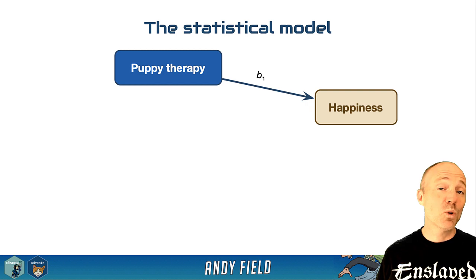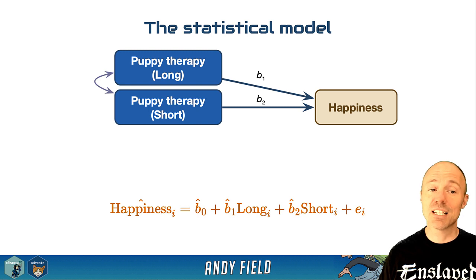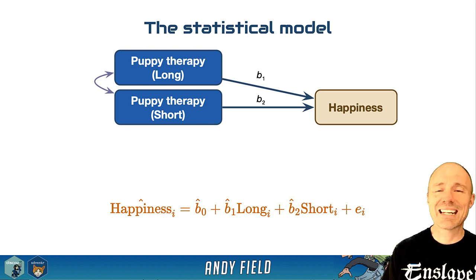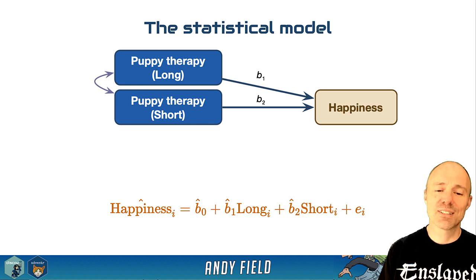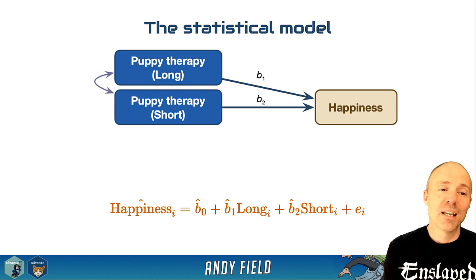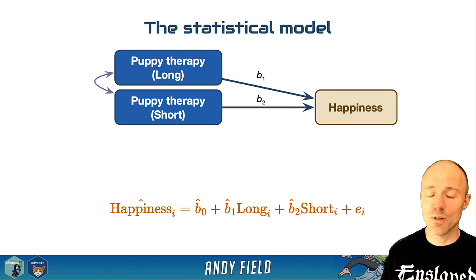However, as we saw, when we have more than two groups, and in this example we've got three groups, that one predictor ends up being two predictors, so two dummy variables. One of the ways that we can code those two predictors is to have one dummy variable that looks at the long dose of puppy therapy versus the control group, and a second dummy variable that looks at the short dose versus the control group, the no puppy group. Essentially, this is what we've looked at to date. So three groups get split into two dummy variables. So we have two predictor variables, and each one has a parameter attached to it, a beta.